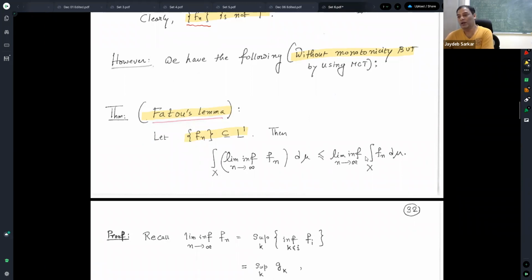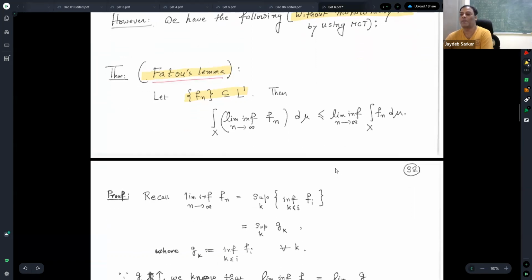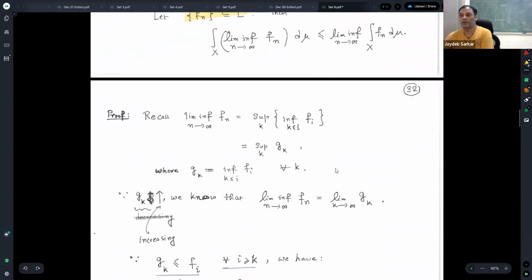As I said, if you assume Fatou's lemma, a little work will tell you this inequality with another standard or trivial inequality would give you the MCT. Let's not get into that. Let's prove Fatou's lemma. All it says is that the integration of the lim inf and the lim inf of the integrations satisfy this inequality. And as I said, we are going to use the MCT. And here we go.